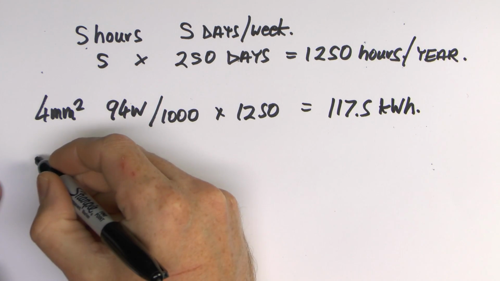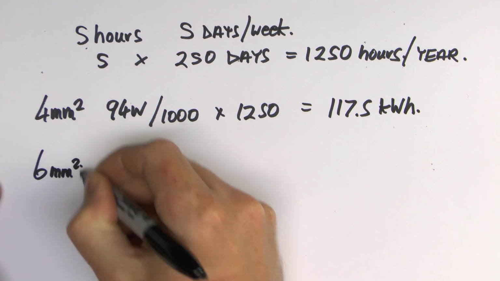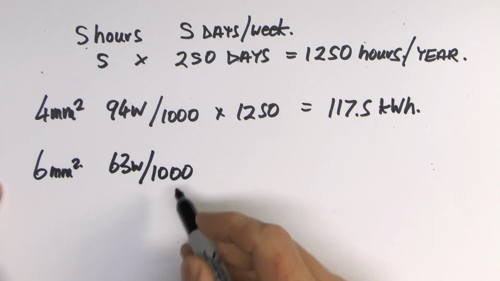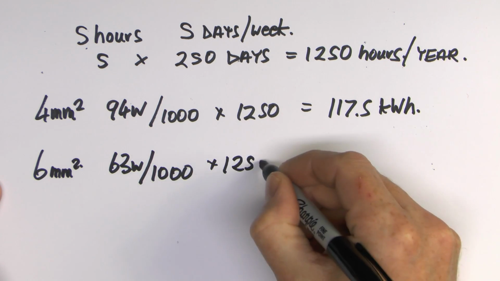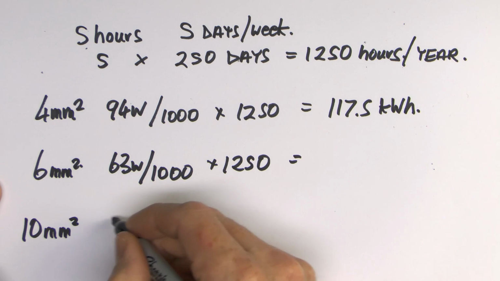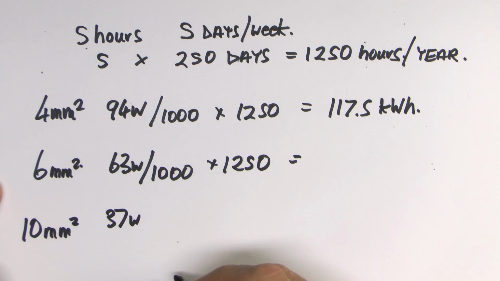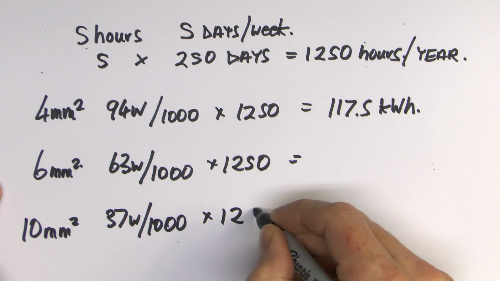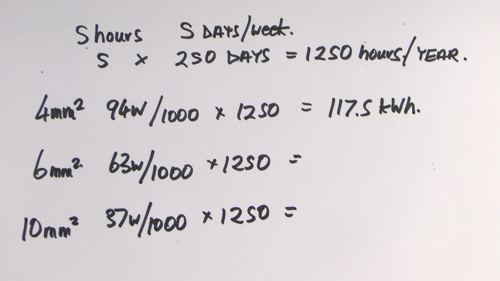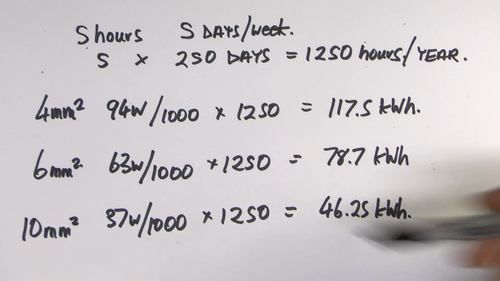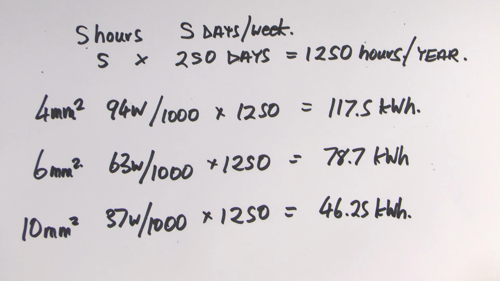Now let's just do the same for the others. So we saw that our 6 millimeter cable was 63 watts, and again we're going to divide that by 1000 so we get kilowatts, multiply by 1250 hours, which gives us our total kilowatt hours. And again, same with the 10 millimeter square cable, that was a 37 watt dissipation in the cable, divide by 1000 for kilowatts, multiply by 1250 hours, gives us the total kilowatt hours or units of power there. So the wastage in the cable then is going to be 117, 78 or 46, depending on what size of cable we use. Now how much does this actually cost in real terms?